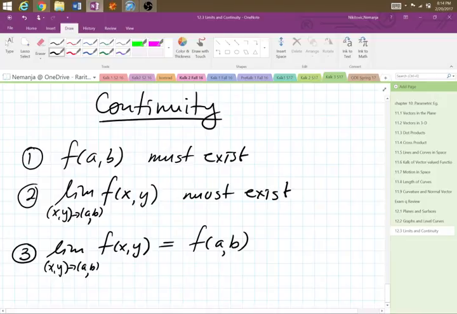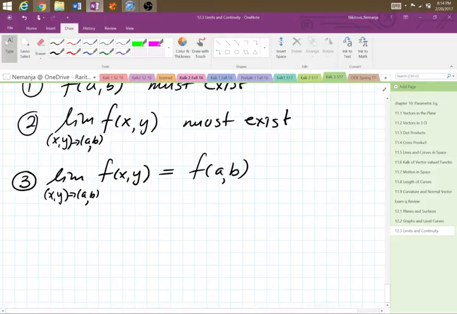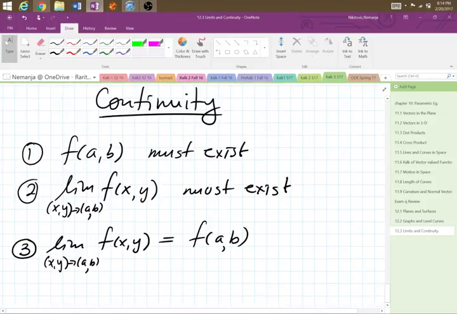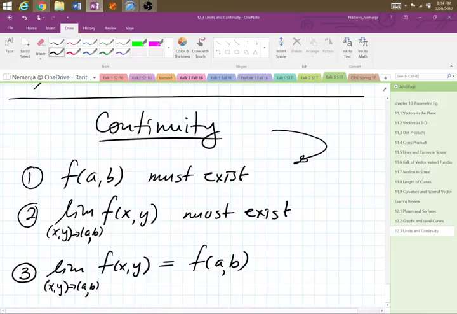These are the same rules like you had before. I said there was no x's and y's in it. If you take x's and y's out, it's going to be the same stuff like in Calc 1. If any of these fails, the function is not continuous. Now, this is continuity at the point a, b.